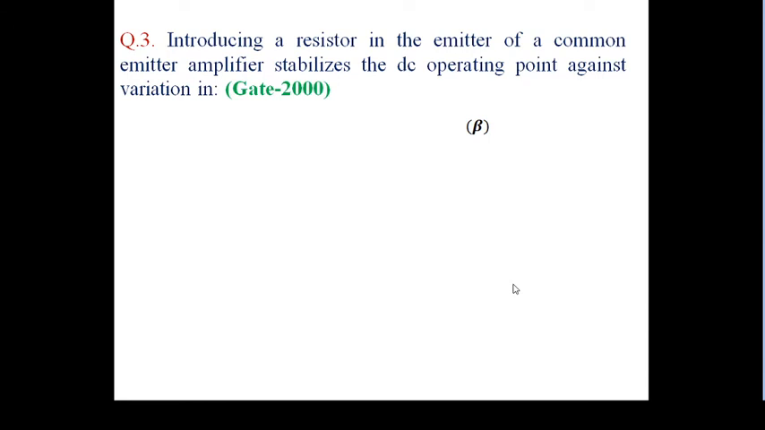For example, introducing a resistor in the emitter of a common emitter amplifier stabilizes the DC operating point against variation in temperature, beta. Suppose in the emitter of a common emitter amplifier, a resistor RE is there. So RE stabilizes the DC operating point against variation in temperature and beta. What should be your answer in these two? If we have a common emitter configuration, that emitter resistance stabilizes the DC operating point against what? This is nothing but simply your bias stabilization.